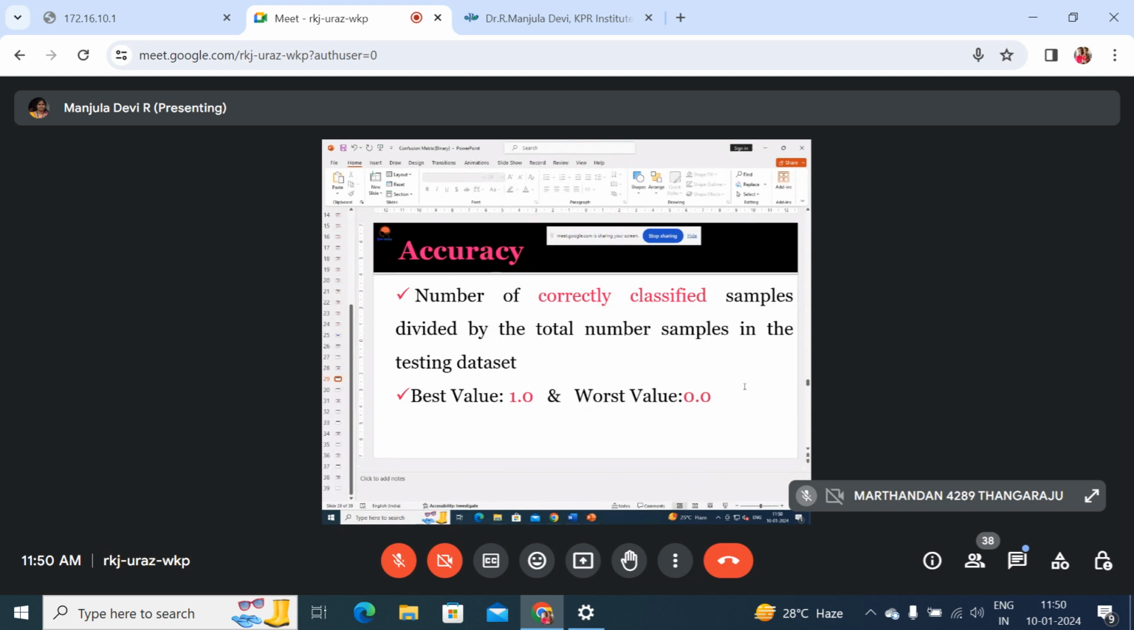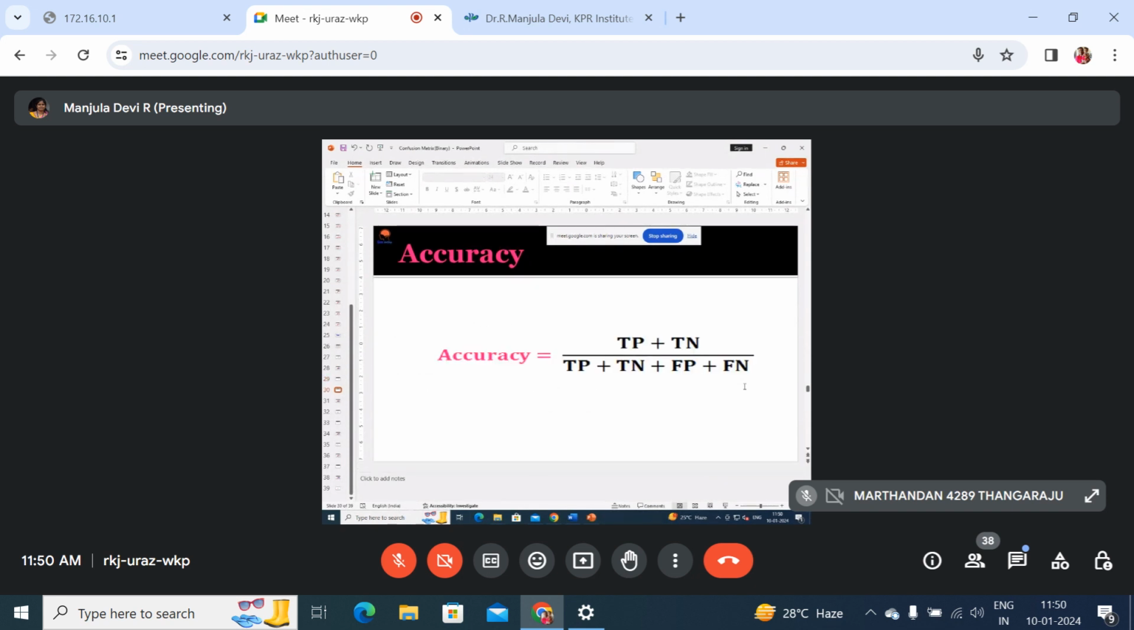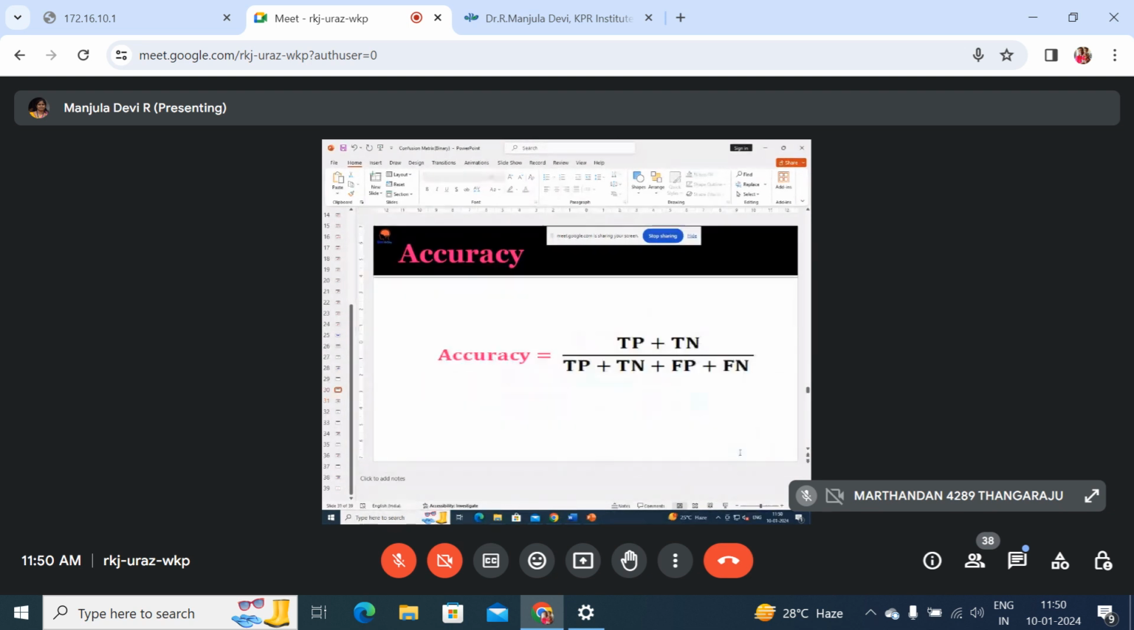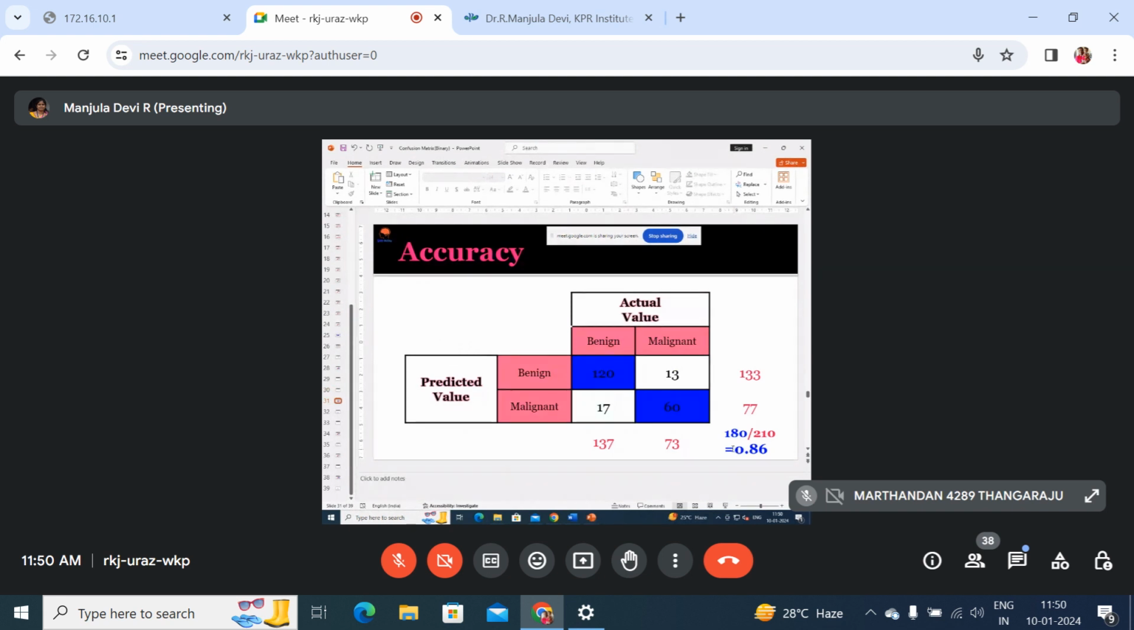It is correctly classified samples. The formula is true positive plus true negative divided by total number of samples. Here true means 120 plus 60, it is 180. 180 divided by 210 that is 0.86. That means you can find it another way also. 1 minus error rate is 0.14. So I can get 0.86. So 86% accuracy is there.